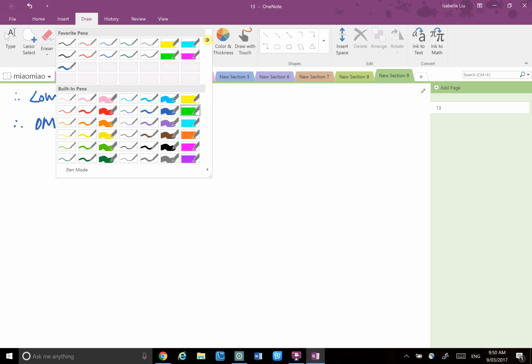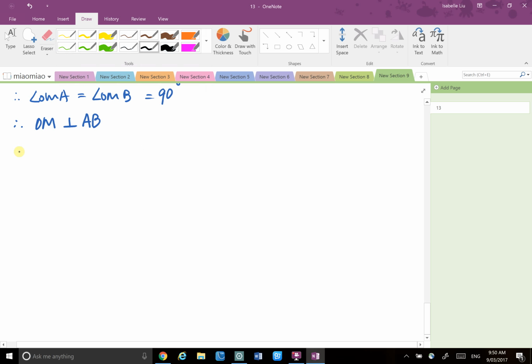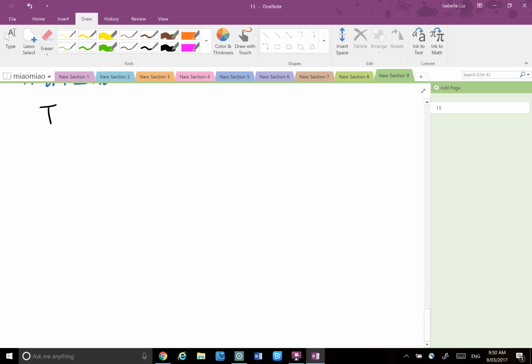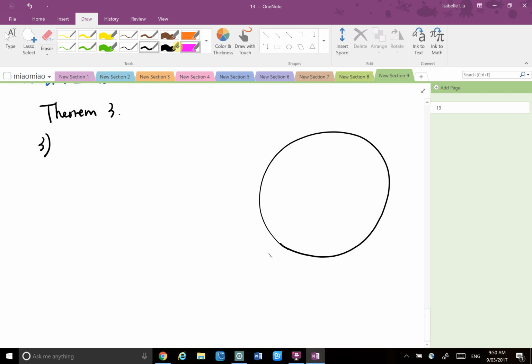But we also have dot point number 3 in theorem 3. Let's do theorem 3, dot point number 3. In dot point number 3, what it's asking is, you have a circle, you have the center O here, and you have a chord AB. Let's do this. I have a chord AB.